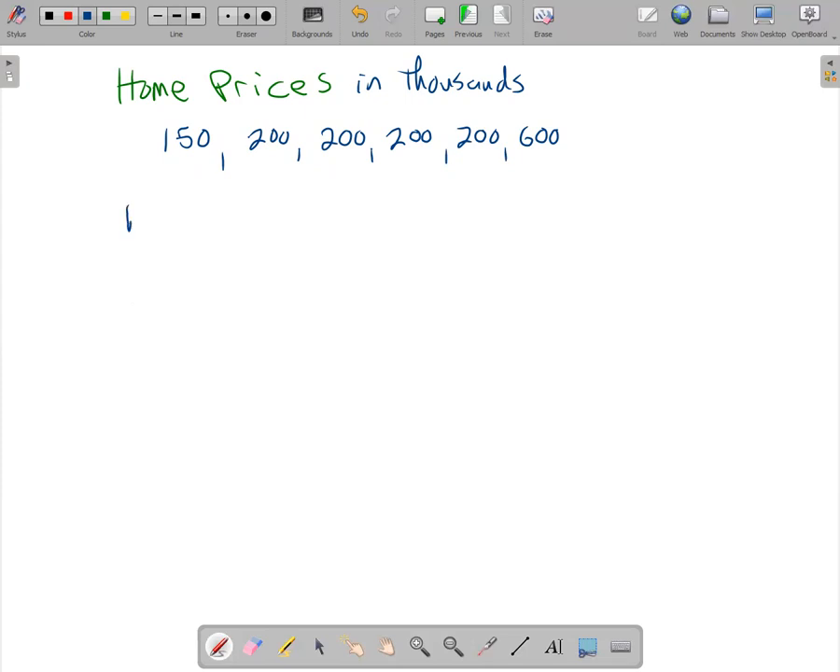If we look at the median here, there's 1, 2, 3, 4, 5, 6 numbers. So the median would be right in between these two that are 200. The rule for the median in this case would be take the 200 to the left of the middle plus the 200 to the right, divide by 2, well, that's still 200.